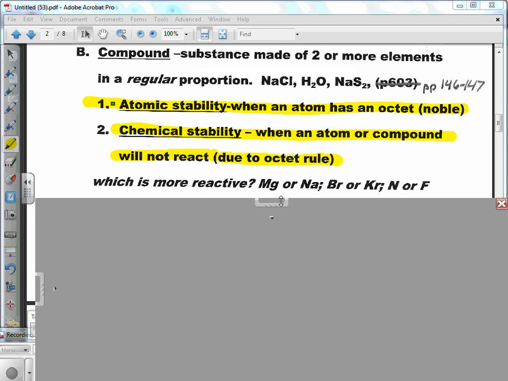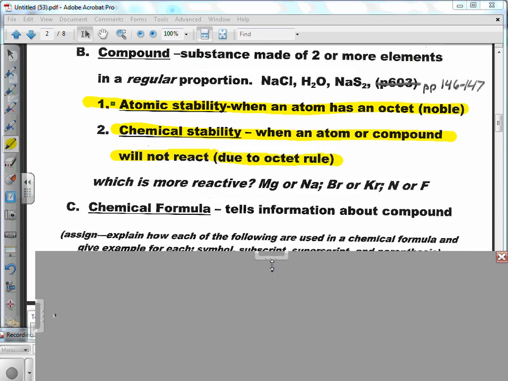Okay, which is more reactive is the question I want to ask you right now. Is it magnesium or sodium, bromine or krypton, nitrogen or fluorine? Write those down right now, and then we'll look at the periodic chart together and figure out which is more reactive. Magnesium or sodium? Out of those two, which is more reactive? Magnesium? Wait, sodium. Bromine or krypton? Nitrogen or fluorine? Write those down in your notes. Then we're going to look at the periodic chart together and figure out which one actually is more reactive.